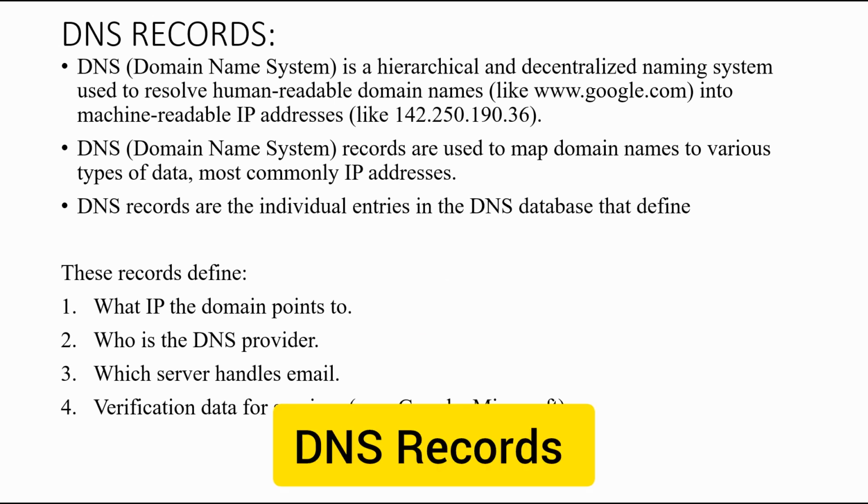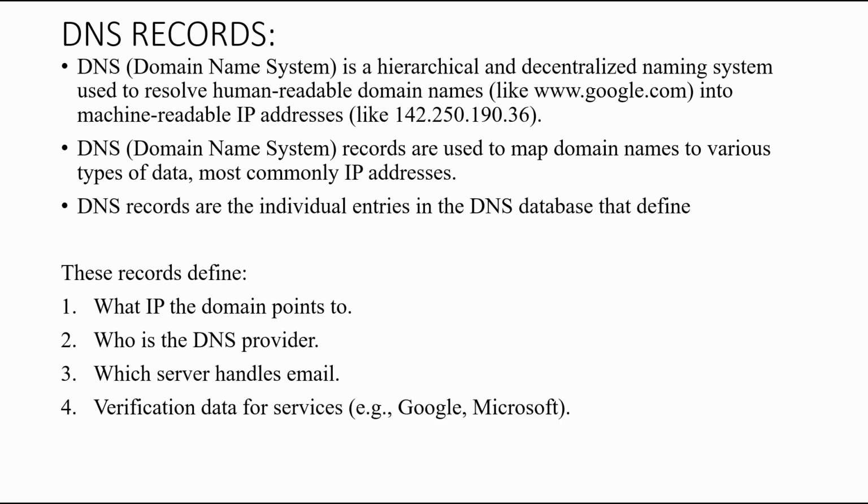DNS records. Basically, what is this DNS? DNS is the Domain Name System that converts the domain name into a particular IP address. For example, www.google.com is converted to a particular IP address. DNS records are used to map the domain names to various types of data, mostly the IP addresses. These DNS records are the individual entries in the DNS database system that define what the IP domain should point to, who is the DNS provider, which server handles the email, and verification of the data for the services.